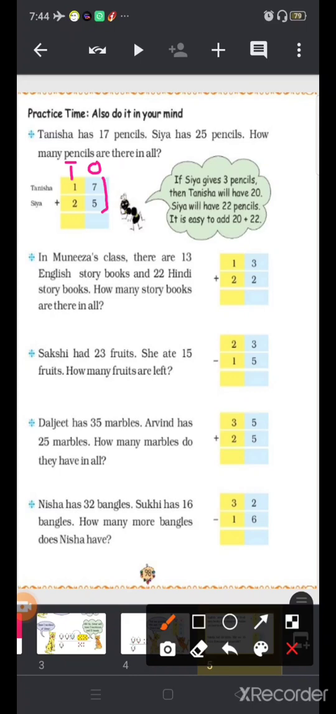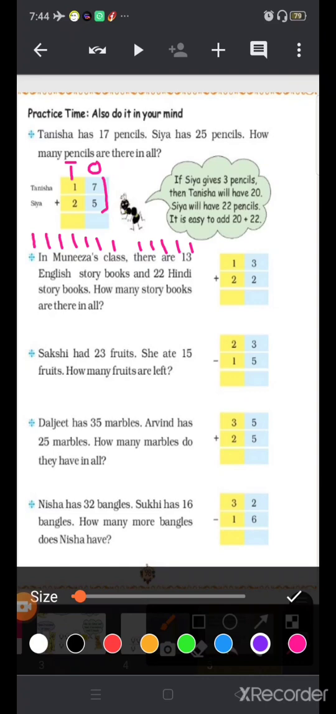You can count on your fingers, or you can draw lines. Like this. First we'll draw 7 lines. 1, 2, 3, 4, 5, 6, 7. And 5 more lines. 1, 2, 3, 4, 5. Now let's count all the lines. From here 7 lines. Then after 7, 8, 9, 10, 11 and 12.